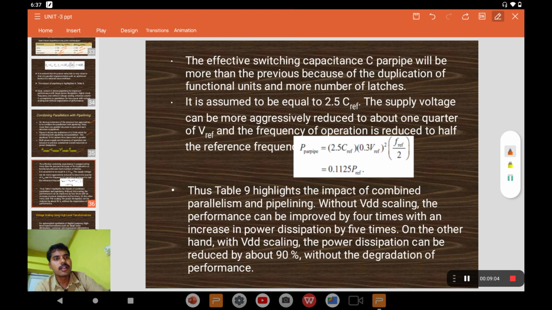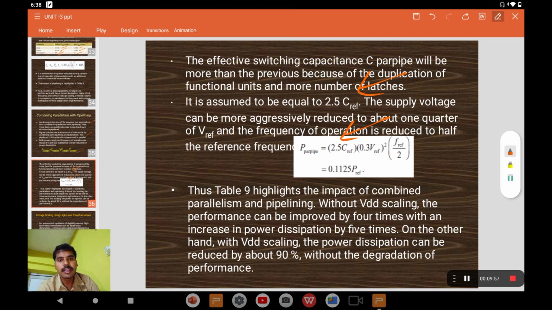So let us move on to the next one. In this process, if you are combining both the parallelism and pipelining approaches, one of the most effective advantages is that the overall capacitance value reaches 2.5 times the C reference value. Actually, in the case of parallelism, the C reference value is 2.2x, right? But if you go for pipelining, it is 1.15x. But if you go for the combination of both pipelining as well as parallelism, that value is equal to 2.5 times the C reference value. One important point you have to notice is that the supply voltage can be more aggressively reduced to about 1/4 of the original value.